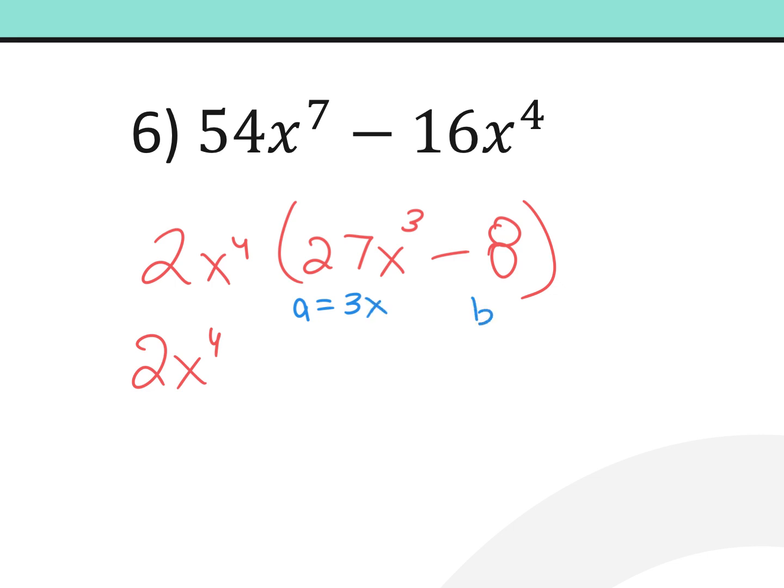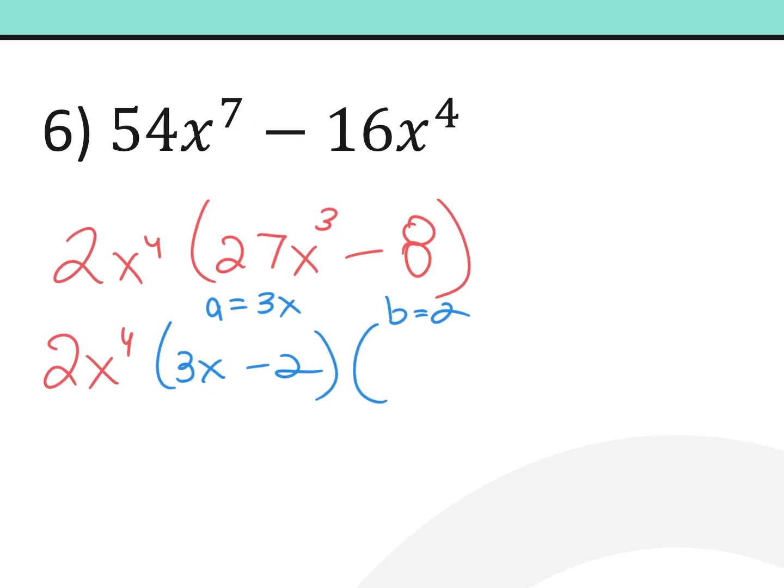And what is my B term? What times what gives me 8? 2. So let's talk about our pattern. That first parenthesis is going to have whatever is in our original, so it's just going to be 3x minus 2. Everybody agree? Now my second parenthesis, you square the first term.